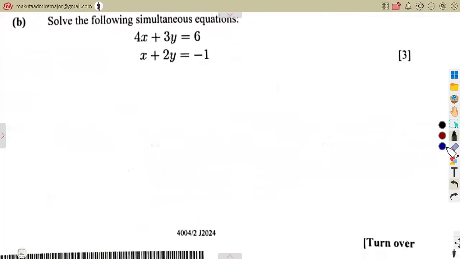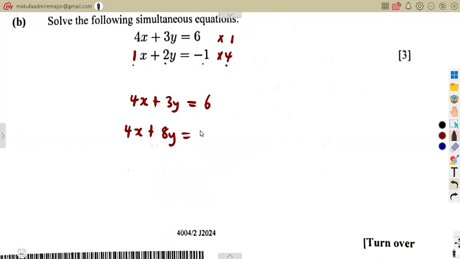B, solve the simultaneous equations. You can use elimination, you can use substitution. It's up to you, we have worked with so many methods. In this case, you can just use elimination. Let's say you want to eliminate x. You can multiply the equation on top by 1 and the one below by 4. 1 times 4x plus 3y is equal to 6. Multiplying by 1, nothing changes. Then 4 times x is 4x, 4 times 2y is 8y, is equal to 4 times minus 1, that's minus 4.